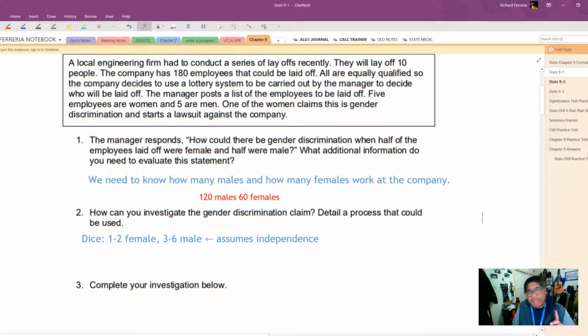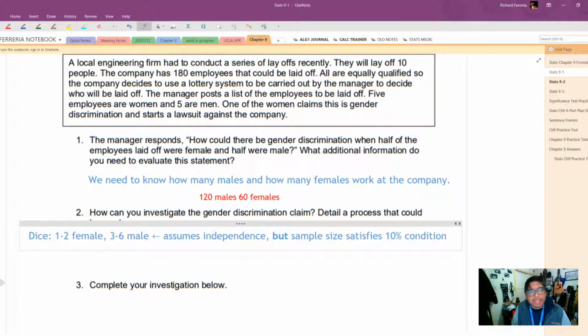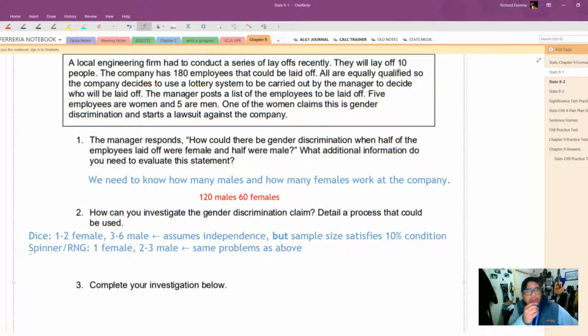And one problem with the dice is that we're going to assume independence here. But in reality, as soon as we fire a male, the probability of firing another male would be changed. On the other hand, we're only firing 10 out of 180, which is less than 10%. So the 10% rule makes this kind of independent. Another way that you might want to do this is maybe with a spinner or a random number generator. Well, the spinner and the random number generator with only 3 outcomes will run into the same problems above.